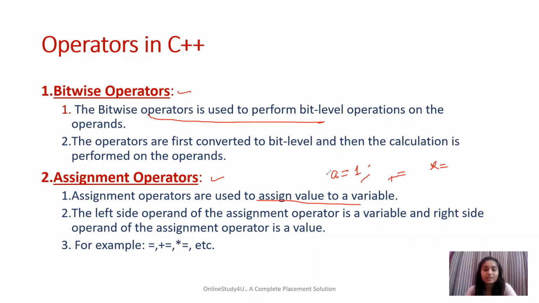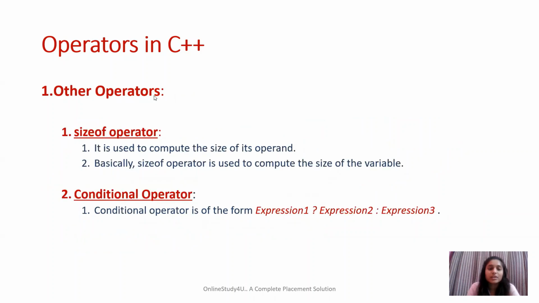There are a few other types of operators as well. Right now I have taken only two other types of operators, that are sizeof operator and conditional operator. Sizeof operator is used to compute the size of its operand. As we know, every variable takes some space according to its data type. So for that we have the sizeof operator to calculate the size of that variable, right?